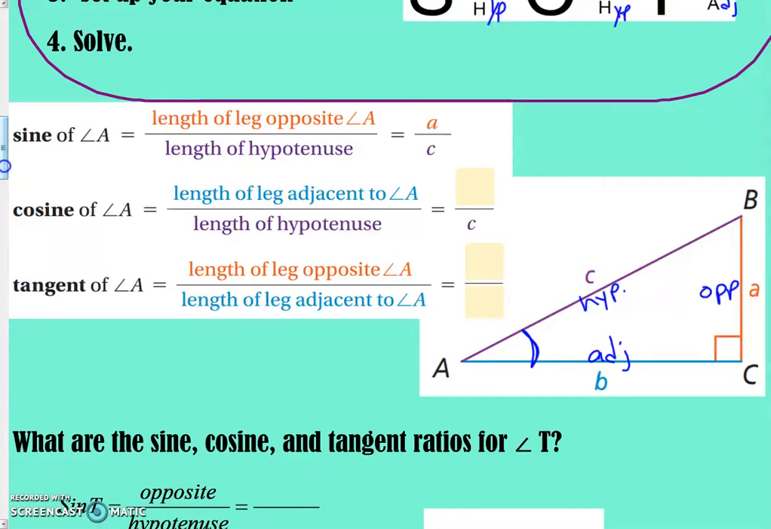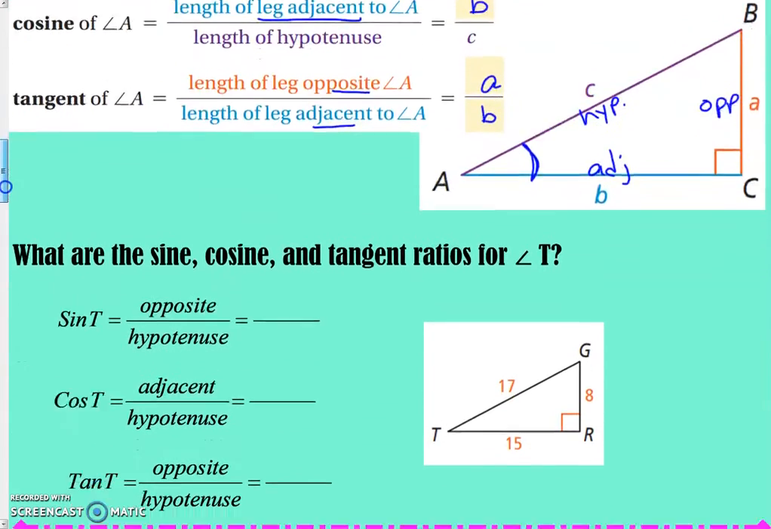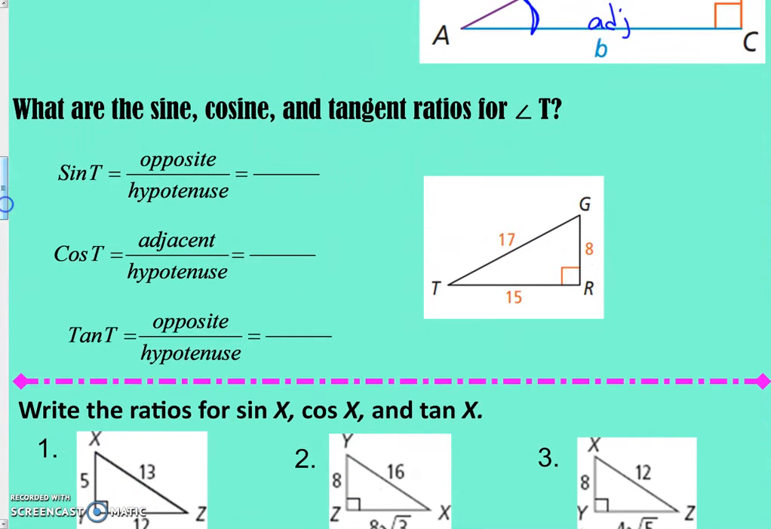When I want cosine, cosine is the leg adjacent over the hypotenuse. So looking at my picture, that's B, and that hypotenuse is C. And if I want tangent of angle A, that's the opposite, which is my A, over the adjacent, which is my B. And those ratios, you always want to make sure you reduce and simplify to lowest terms. All right, so what are the sine, cosine, and tangent ratios for angle T? So again, I want to label this.